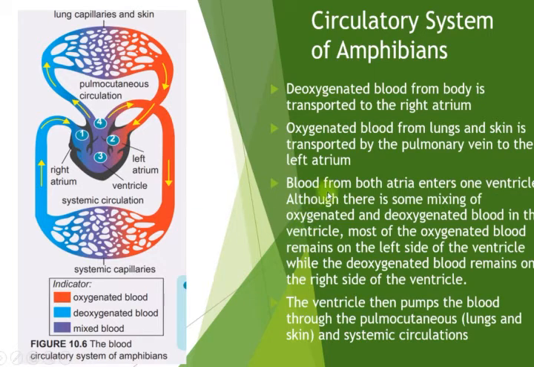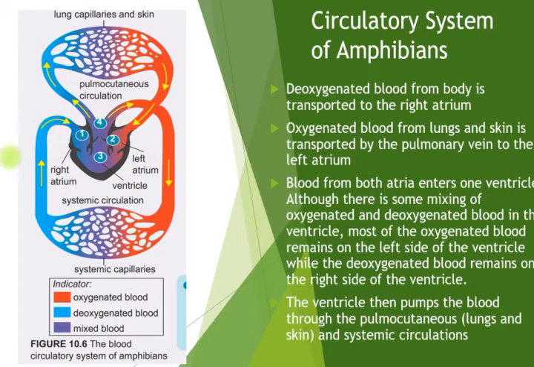Then the blood from both atria will enter into the one ventricle. Although there is some mixing of the oxygenated and deoxygenated blood in the ventricle, most of the oxygenated blood remains on the left side of the ventricle, while the deoxygenated blood remains on the right side of the ventricle.